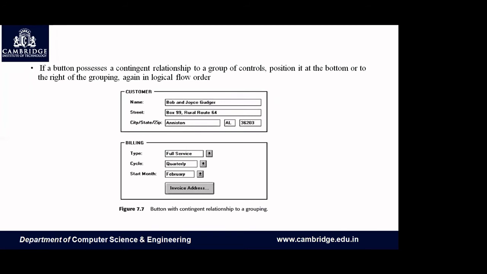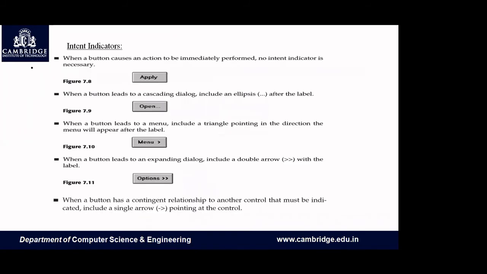If a button possesses a contingent relationship to a group of controls, if there are more than two or three, the flow is very important, right? It is something like you select one item from the first menu, it has a link to the second menu, then the second to the third. So everything there is a link, and there should be a proper order in the flow. If there is no proper logical order, it will be very difficult for the user to understand where he is going. The path may go wrong.